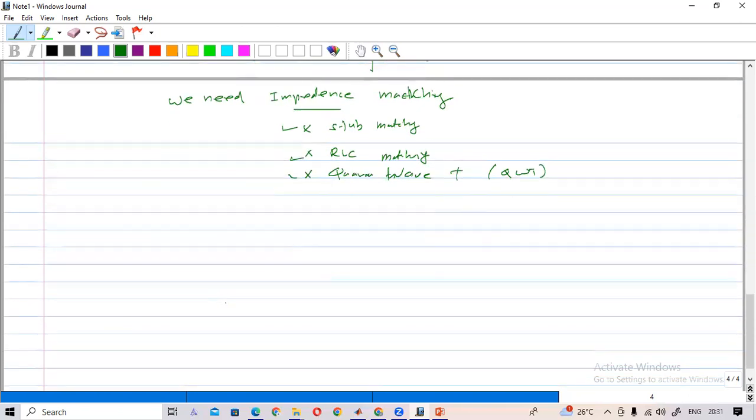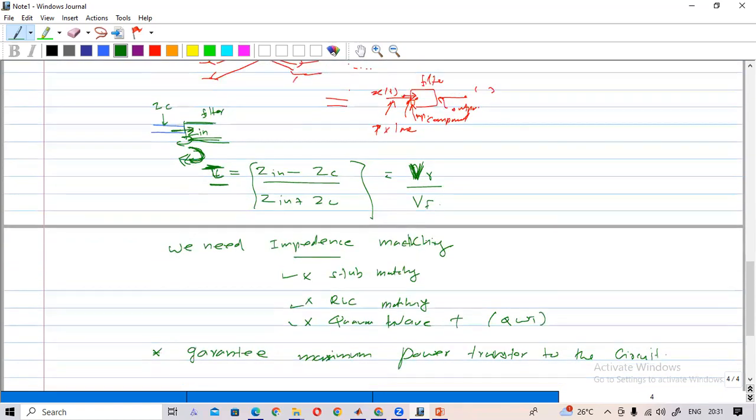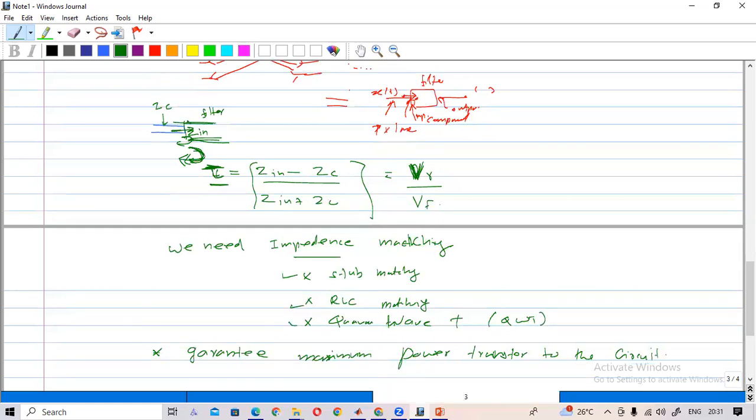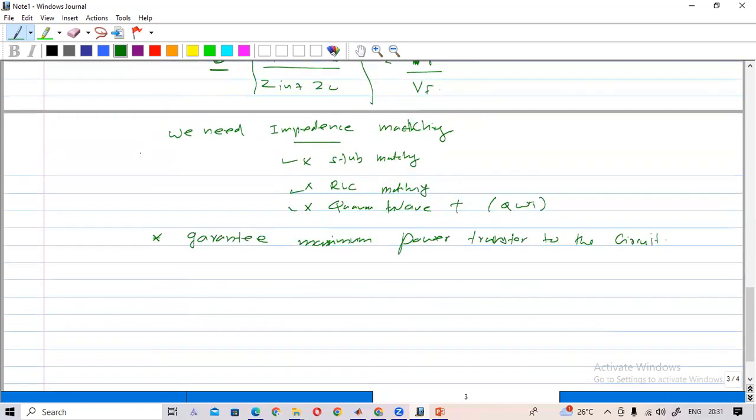Actually not equal. We need to guarantee the maximum power transfer to the circuit or component. That means the maximum power should be transferred from here to here. That means minimum reflection should be there. So we need to guarantee the maximum power transfer to the circuits. Actually, that is the requirement of impedance matching.